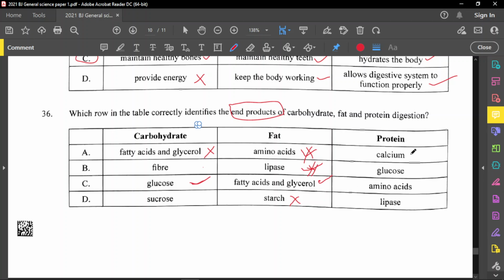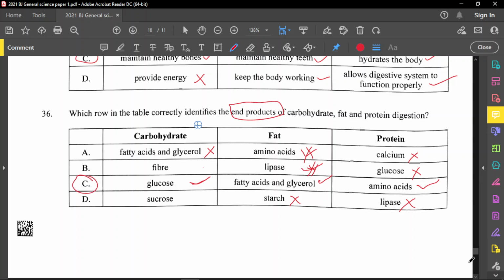For proteins, calcium is not the answer, not the smallest part. Glucose is not the smallest part of protein, it's the smallest part of carbohydrates. Amino acid is the smallest part of proteins, definitely. Lipase, again, is an enzyme. So the only option here that makes sense is actually option C.